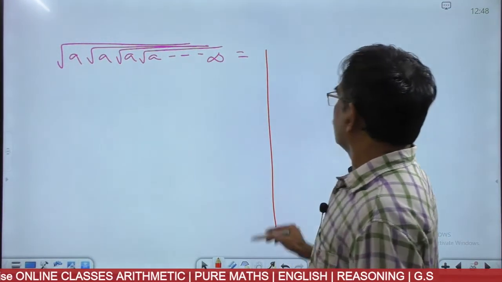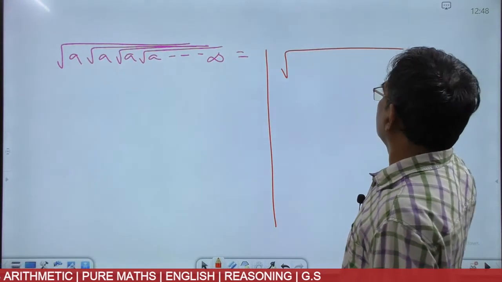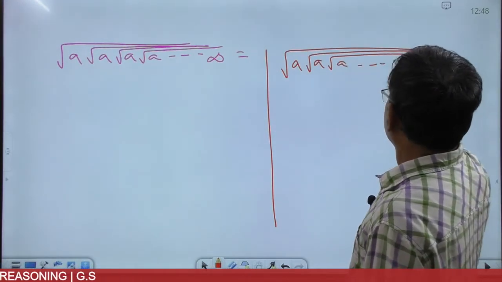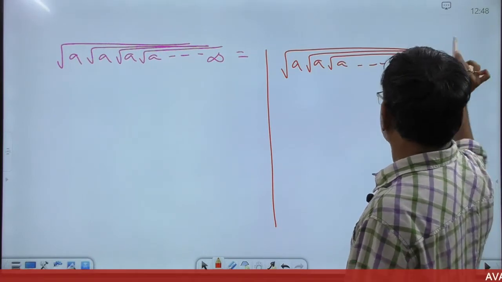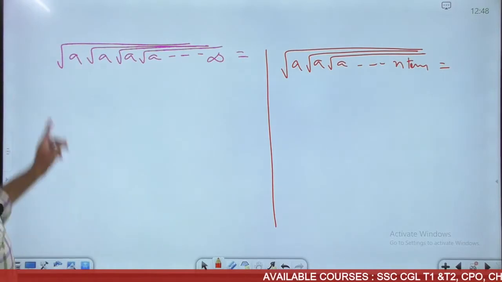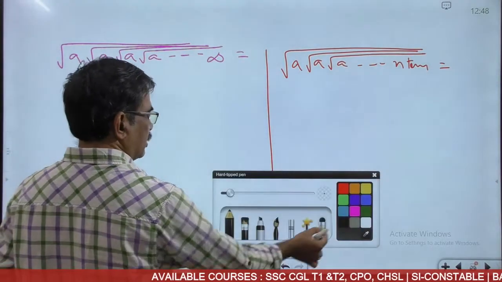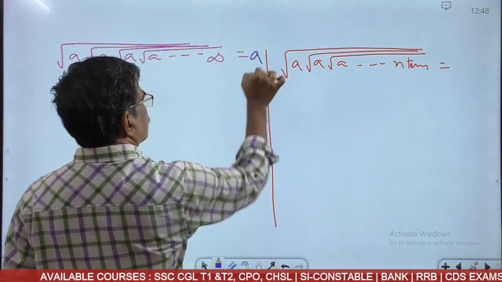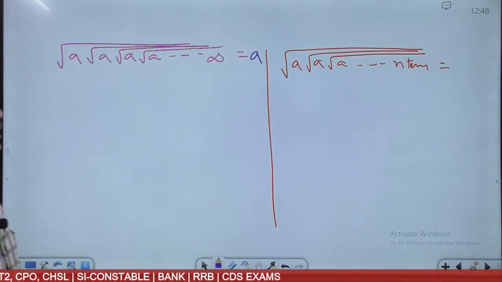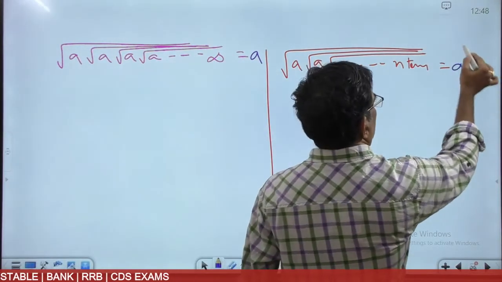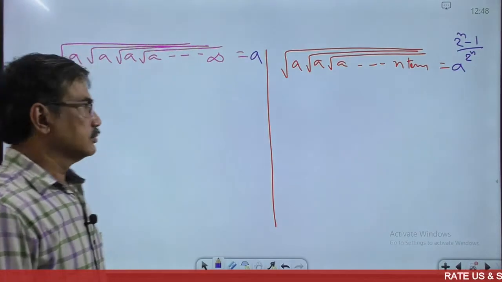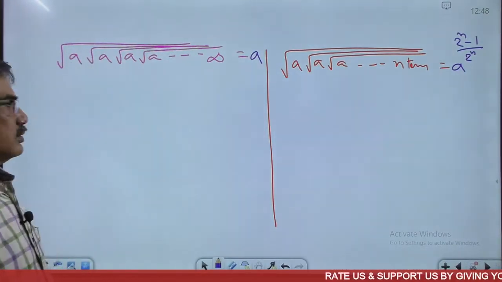Okay. If only a few terms are given, root of a, root of a, root of a, root of a, only n terms given, then what is the formula? Here for this the answer is equal to a. Okay. For this the answer is a power (2 power n minus 1) by 2 power n. How to get this one and that one?